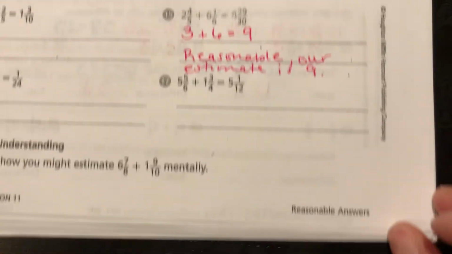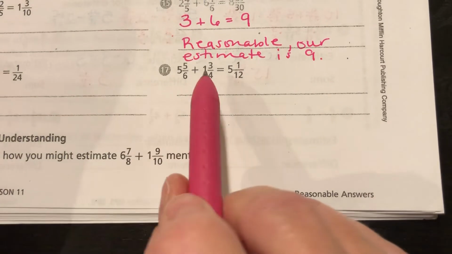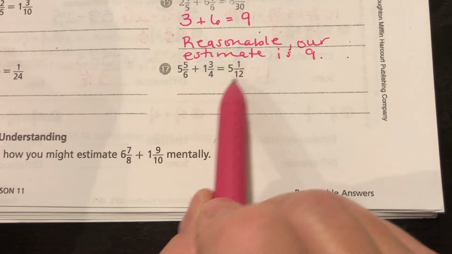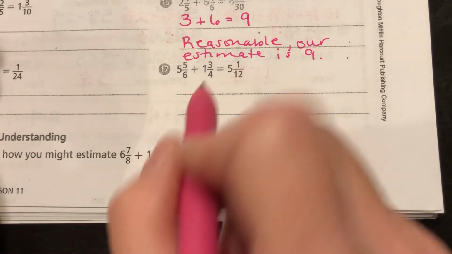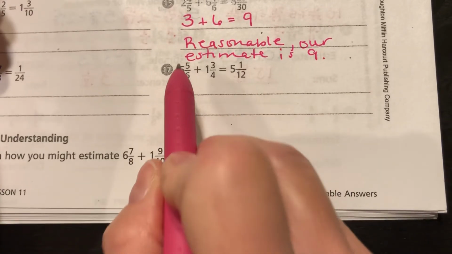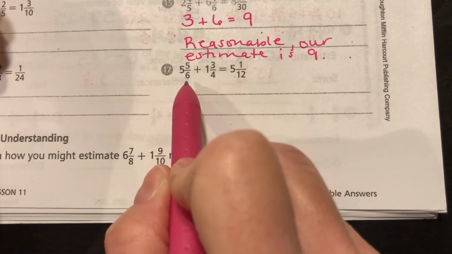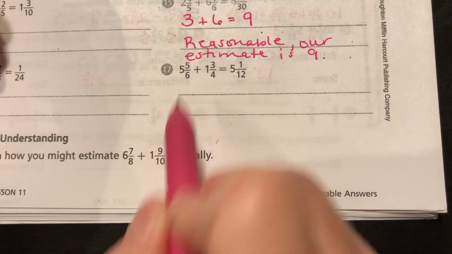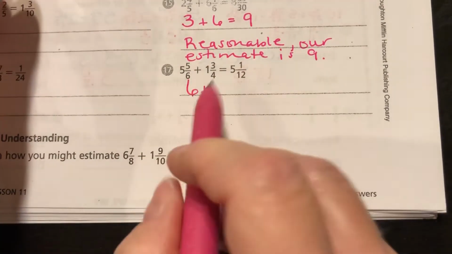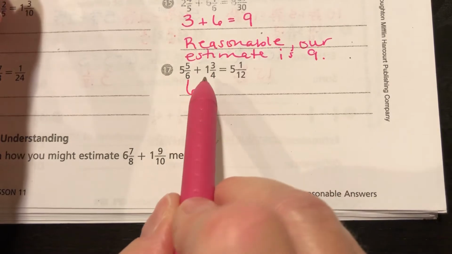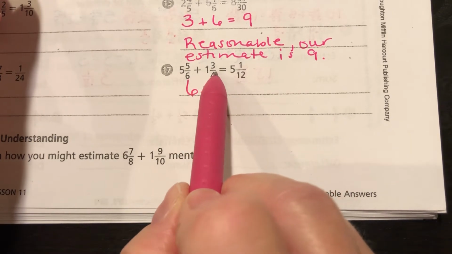All right, look at number 17. 5 and 5/6 plus 1 and 3/4. And we want to know, is 5 and 1/12 a reasonable answer? All right, so 5 and 5/6, is that closer to 5, 5 1/2, or 6? Well, it's only 1/6 away from 6, so it's closer to that. And 1 and 3/4, that is 1/4 away from 2.